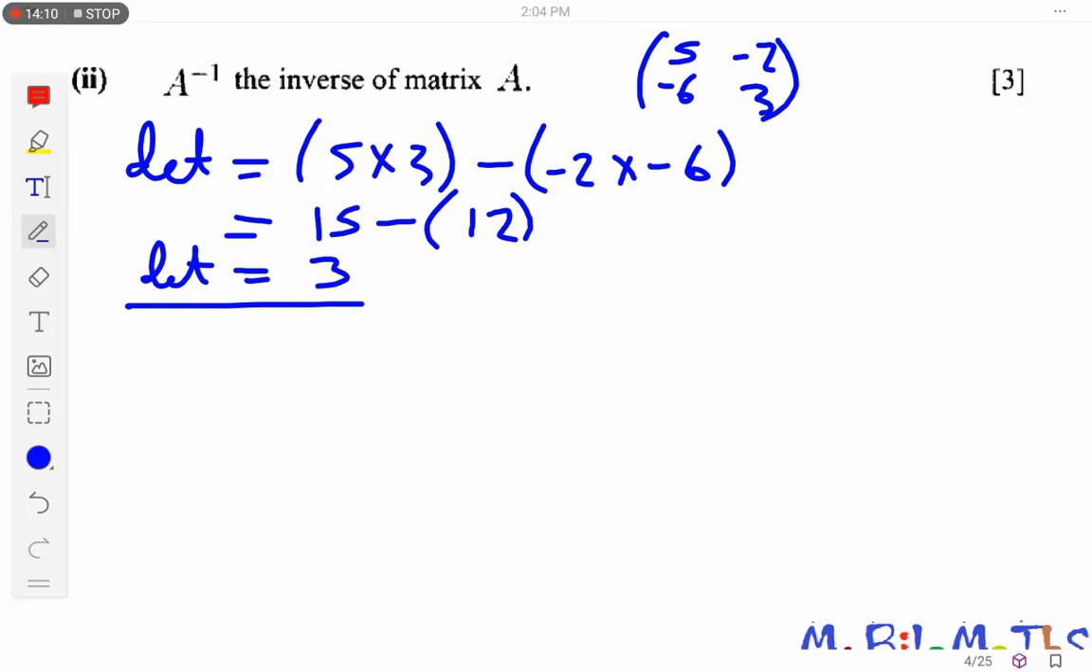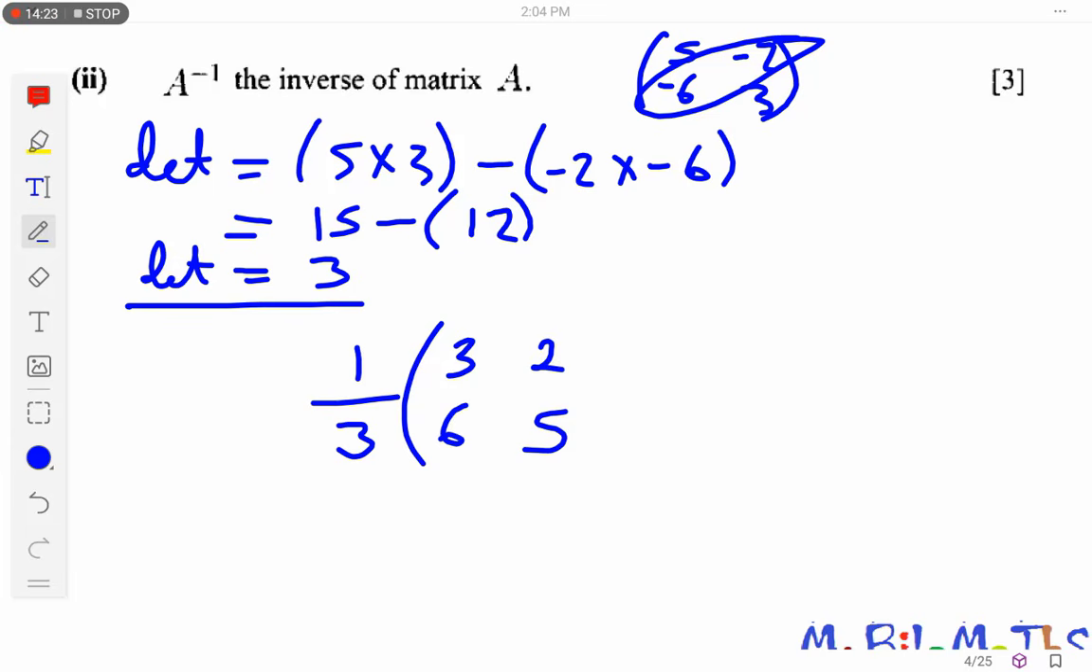Now for the inverse, we write 1 over determinant. Then we interchange the 5 and the 3, and we multiply these other ones by negative values. So it's going to be here a 2 and here a 6. So this is the inverse matrix of A.